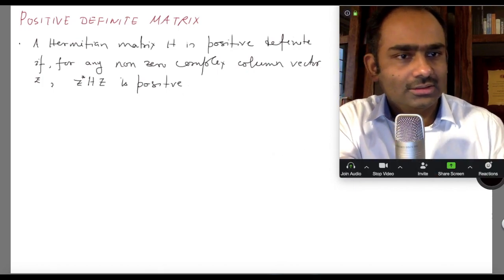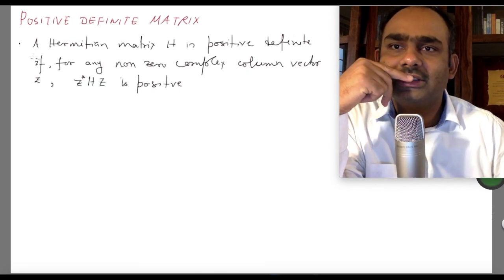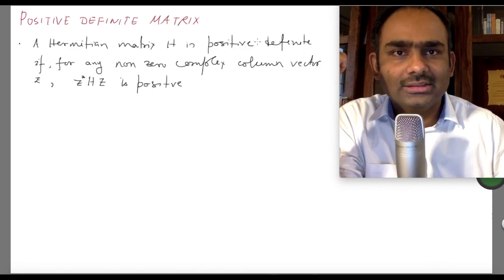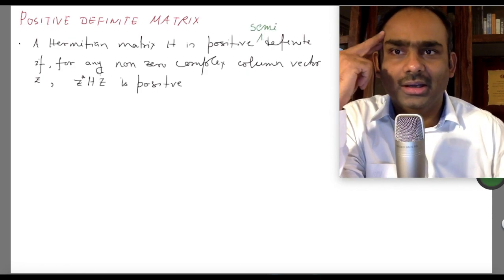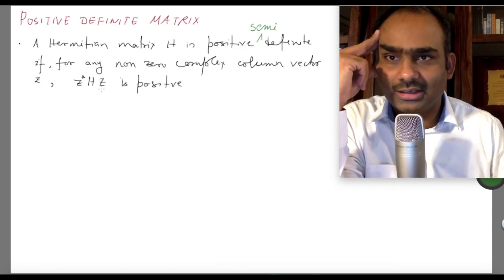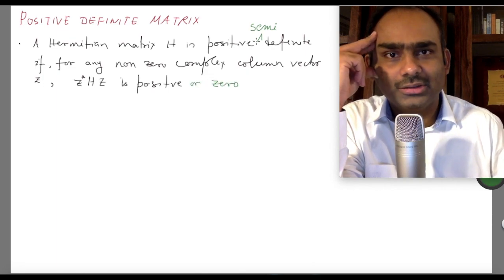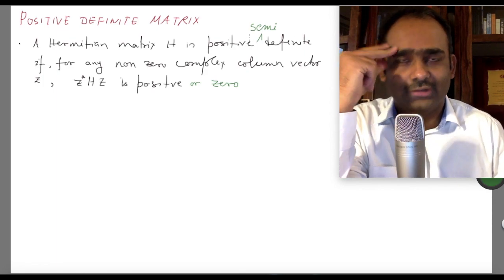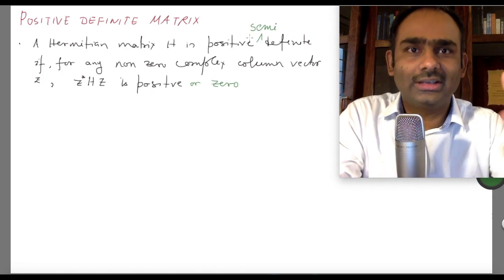Another definition, I will use some color here. The definition is a Hermitian matrix H is positive semi-definite, so I put semi here, if for any non-zero complex column vector Z, Z star H Z is positive or zero. So the thing which I've written in green applies for only semi-definite. If you always get positive, not zero, then it's positive definite. If you can also get zero, then it is called positive semi-definite.